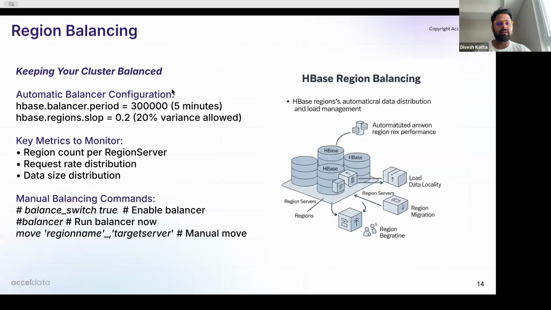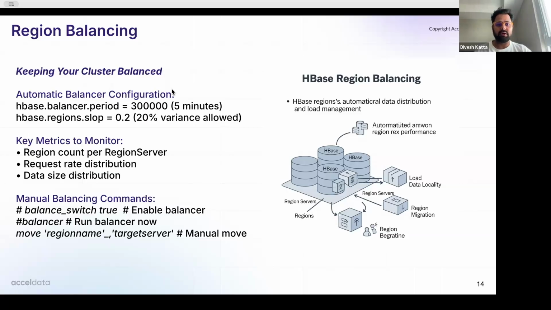A setting of 0.2 means one server can have 20% more regions than average before the balancer kicks in. If you set this too low, the balancer runs constantly, creating unnecessary region movement. If you set it too high, you will have persistent hotspots.